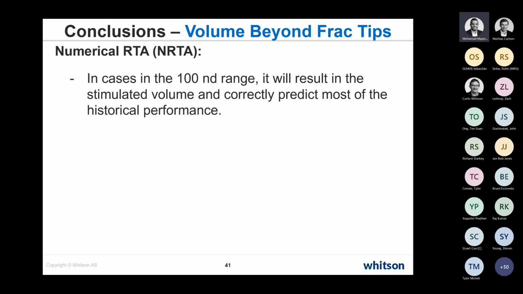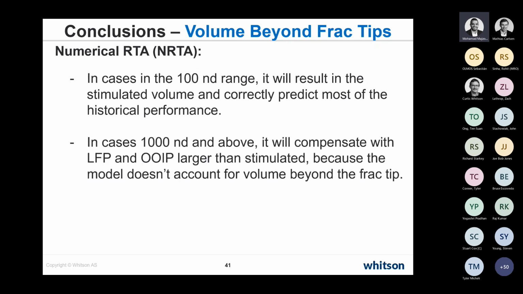For the numerical RTA, in the 100 nanodarcy range, it will result in the stimulated volume and correctly predict most of the historical performance, which is also good. And if you are above 1000 nanodarcy, then the numerical RTA will compensate with both the LFP and the OIP being larger than the stimulated volume, because the model itself doesn't account for volume beyond the frac tips.